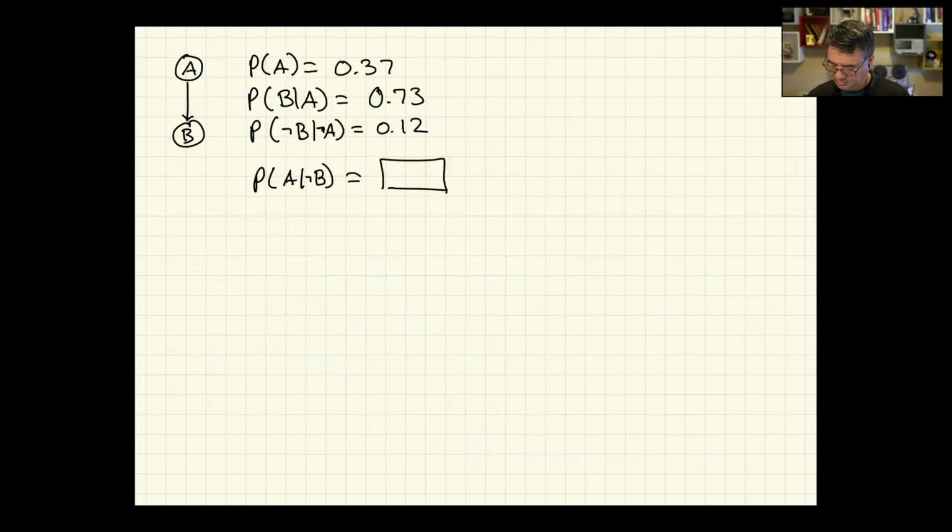Okay, let's do another problem. Similar setup, different variables. So let's start filling out these other three numbers. Let's draw our tree over here. Solve the problem.